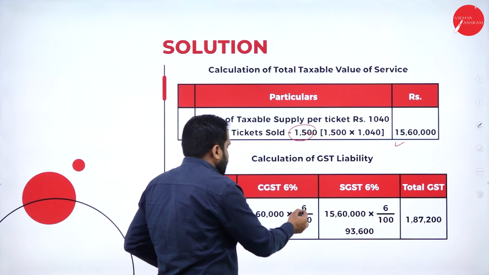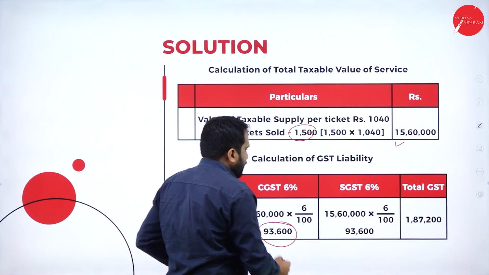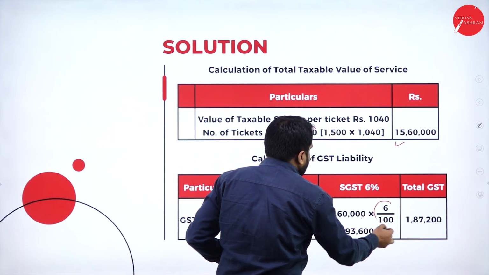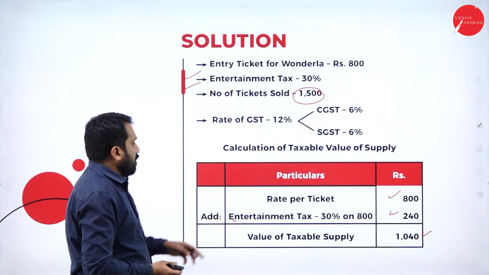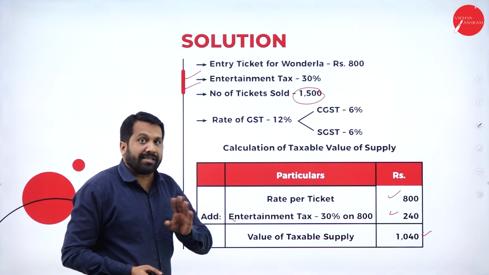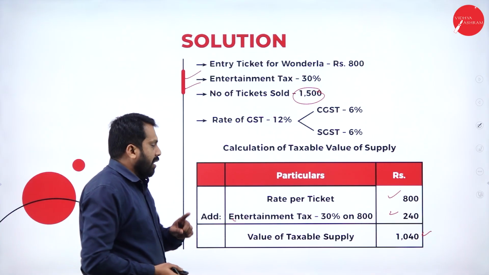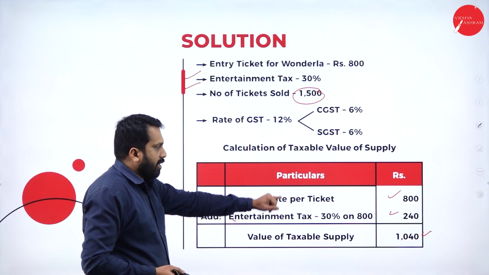15,60,000 into 6 by 100 is 93,600. Hope you're clear. Your entertainment tax is not GST. You have to add that.